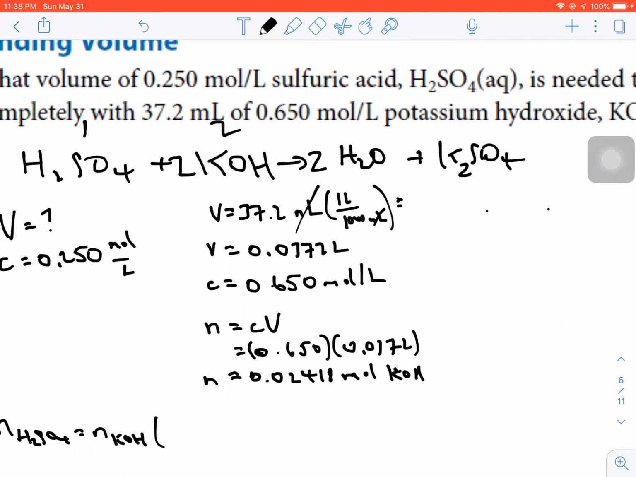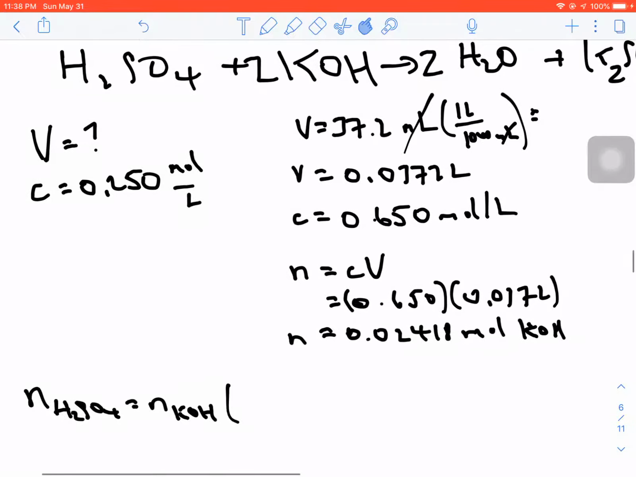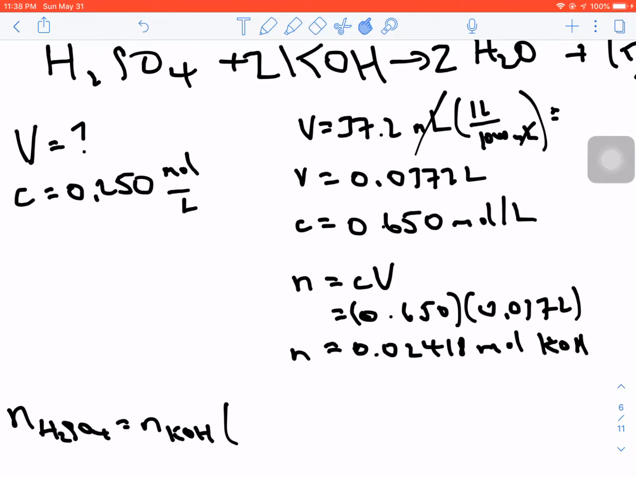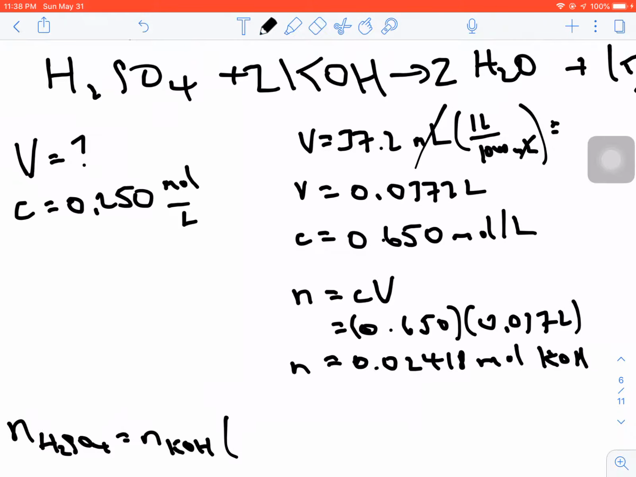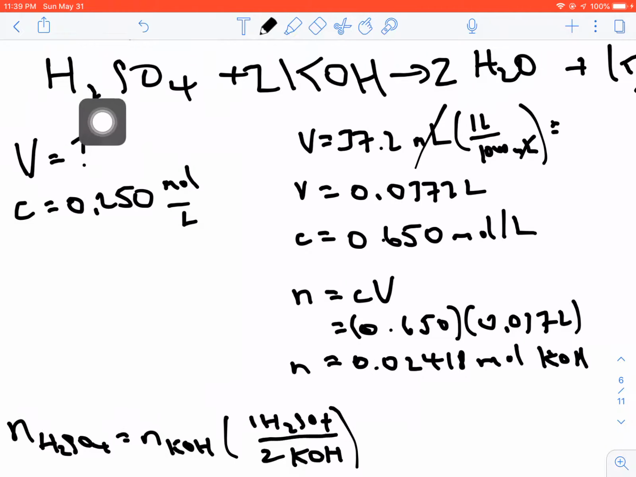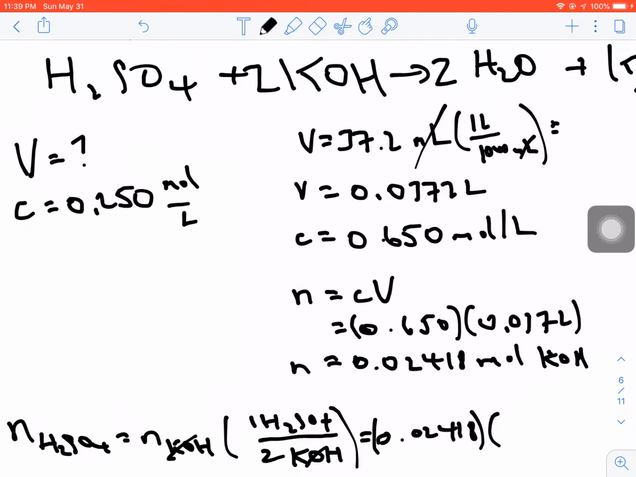So I need to do my mole ratio now down at the bottom of the page here. My mole ratios say I get 1 H2SO4 for every 2 moles of KOH. Right? 1 H2SO4 for 2 KOHs. Then the KOHs will disappear, and I will end up with number of moles of H2SO4. So it's going to be number of moles of KOH, which we just calculated, which is right here, 0.02418, times 1/2.